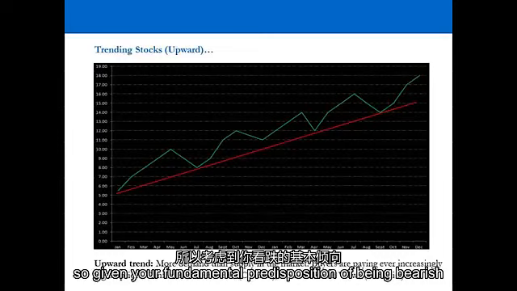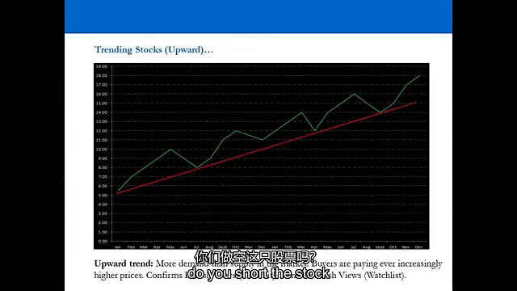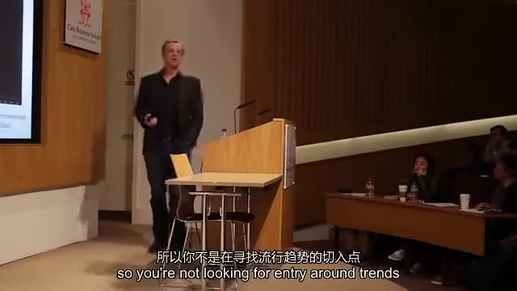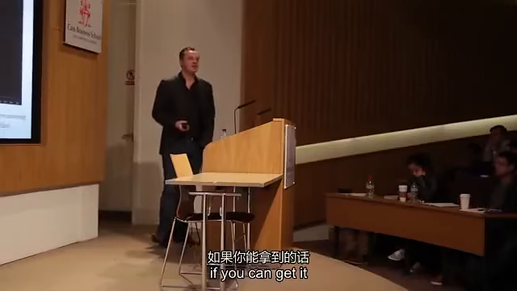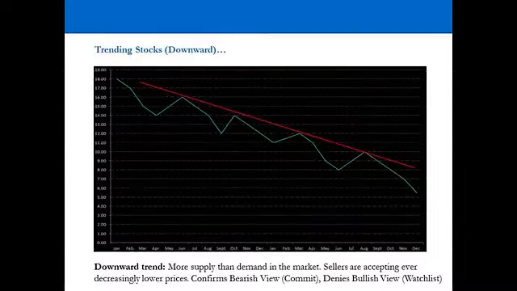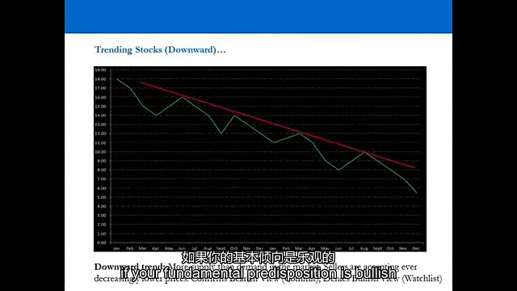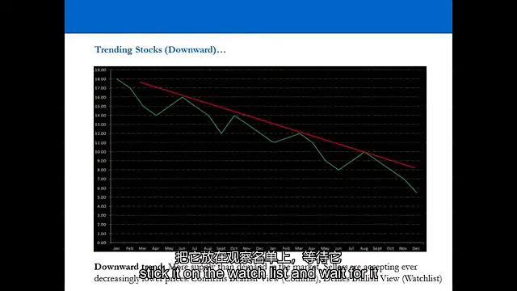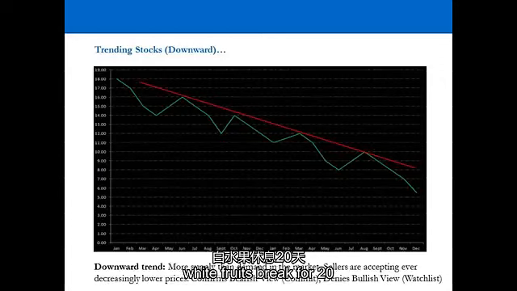So given your fundamental predisposition of being bearish, do you short the stock when you see this? No, you wait for it to break. If your fundamental predisposition is bullish, this confirms what you think. So you're now looking for entry around trend, if you can get it. Trending stocks downwards. If your fundamental predisposition is bullish, do you buy this? No. Stick it on the watch list. Wait for it to break up to the upside. Wait for it to break the trend.